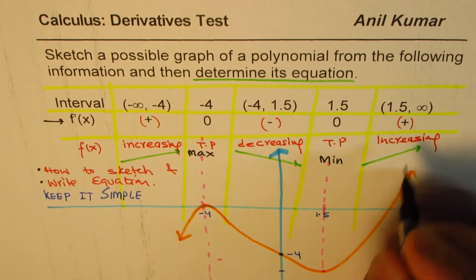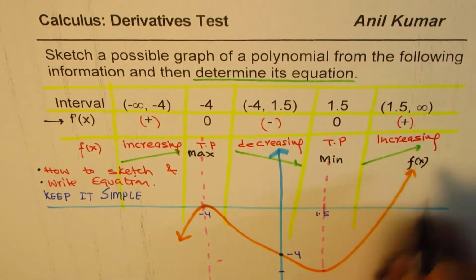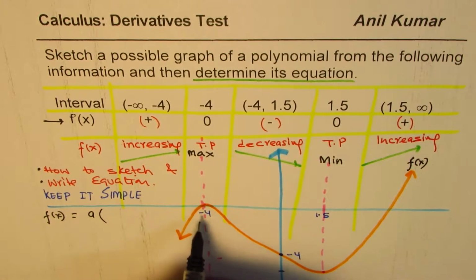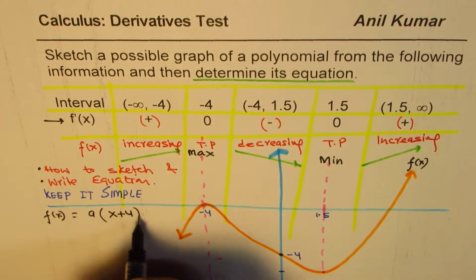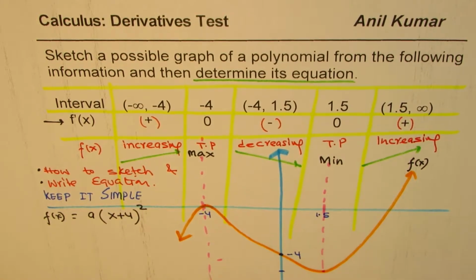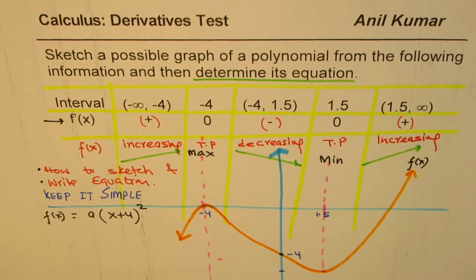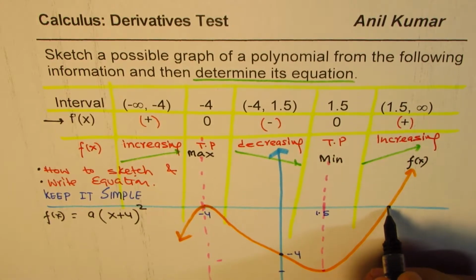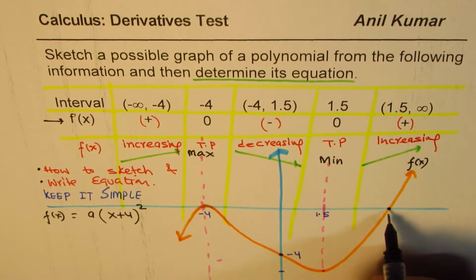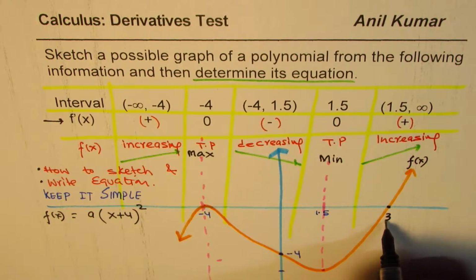Okay, so let me write down the equation of this function. Let me call this f of x. So we say f of x is equal to a times, this turning point is at -4, so (x + 4) whole square, and this turning point is at 1.5, which I cannot really use in this particular graph, right? But we don't know what this x-intercept is. So what I'm assuming here is, let this x-intercept be, we can define this point, is it okay? Let this x-intercept be at 3. Do you get an idea?